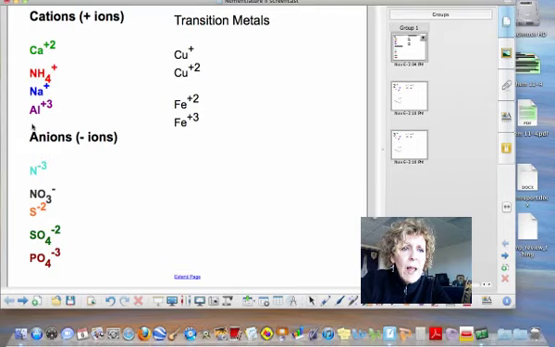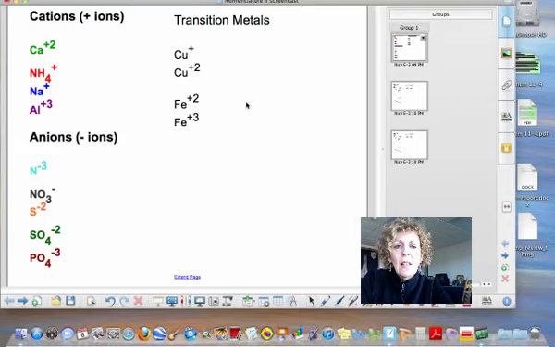Alright, so over here we have a list of some cations. Those are positively charged ions, and some of these you see are just regular single ions, and there you see ammonium is one of your polyatomics that you have to memorize. And here are some anions. Some of these you already recognize, like nitride and sulfide, but here are some polyatomics, like nitrate, sulfate, and phosphate that you should recognize.